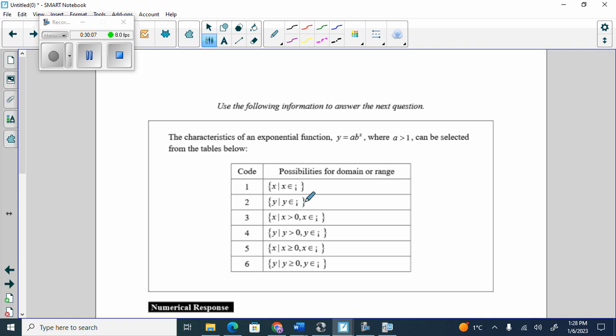Next one, they are on your sheet. This is an R, real numbers. Okay. So the characteristics of the exponential function y = a b to the x, where a is greater than 1, can be selected from the following.